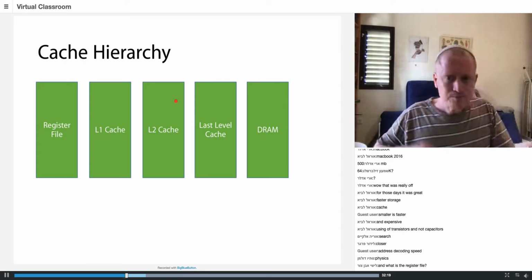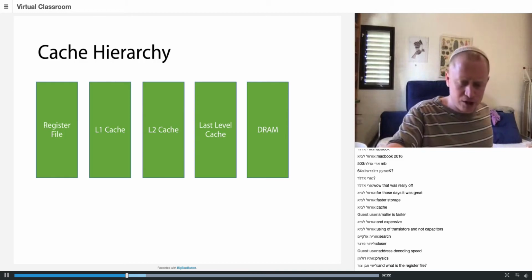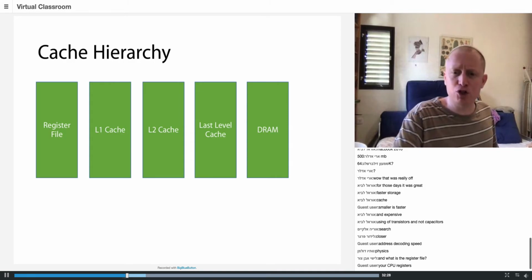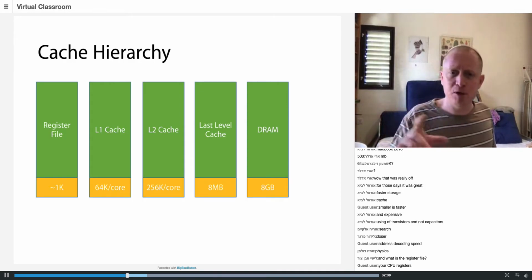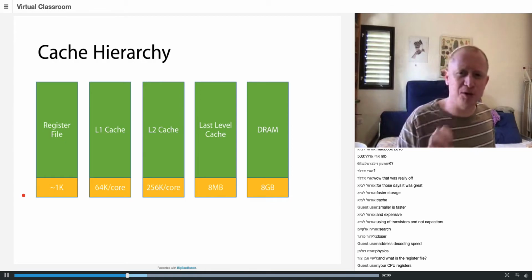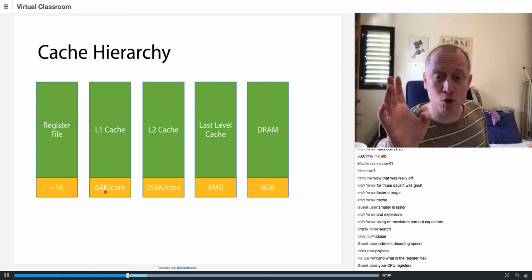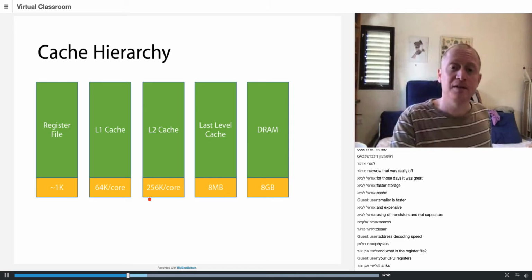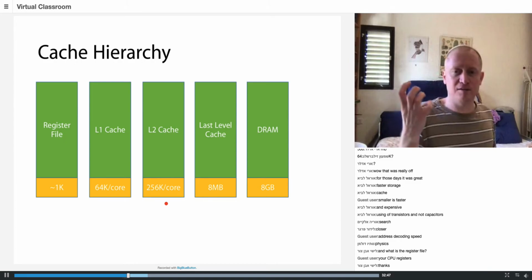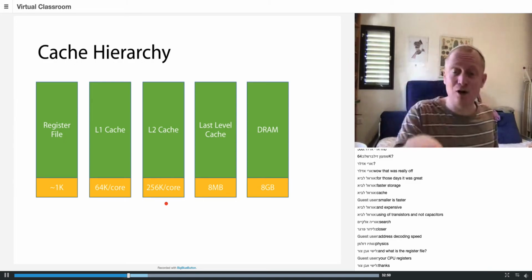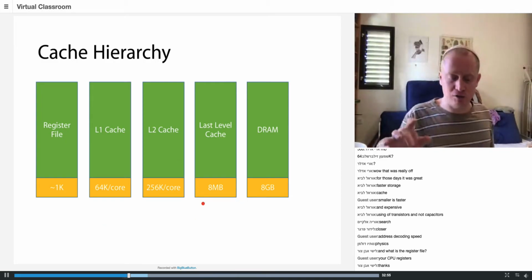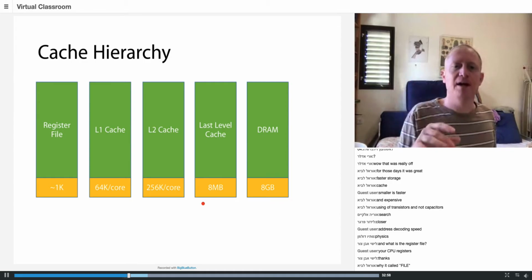I want to give you some data from a 6th generation Intel processor, called Skylake. On average, the CPU has registers, which are internal to the CPU, with about 1 kilobyte. It has 64 kilobytes per core of L1 cache. This is the fastest one. Then it has 256 kilobytes of L2 cache, which is a little larger, but still close to the CPU cores. And all of the cores share a last level cache, and you see it's much larger, 8 megabytes. And if you fail, why is it called fail? I don't know.